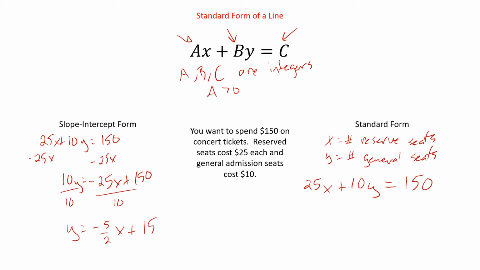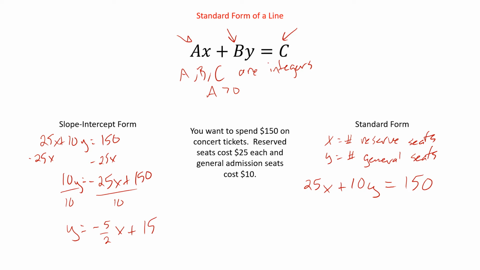And so in this case, slope-intercept form doesn't really give us much because of that rate, that negative 5/2 x. For every reserve seat that we buy, we're going to lose 5/2, or we're going to lose 2.5 general admission seats. Yes, that is technically a rate, but it's not necessarily the easiest way of looking at that. So these are the two main ways that we'd write equations. And again, standard form is great when we have situations like this, where we have values of things.